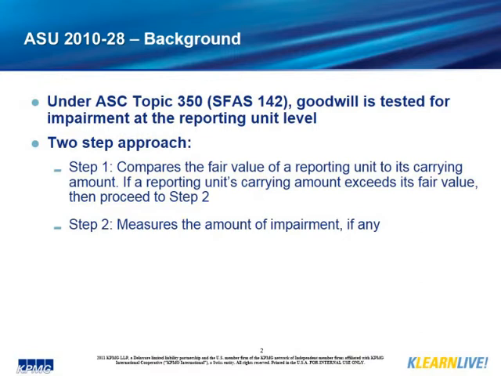Under Accounting Standards Codification Topic 350, goodwill is tested for impairment at the reporting unit level using a two-step model. The first step compares the carrying amount of a reporting unit against its fair value. If a reporting unit's fair value is in excess of its carrying amount, then the reporting unit passes Step 1 and there is no need to go to the second step. If, on the other hand, the reporting unit's fair value is below its carrying amount, then the reporting unit fails Step 1 and is required to go to Step 2, where the amount of any impairment charge, if any, is measured.